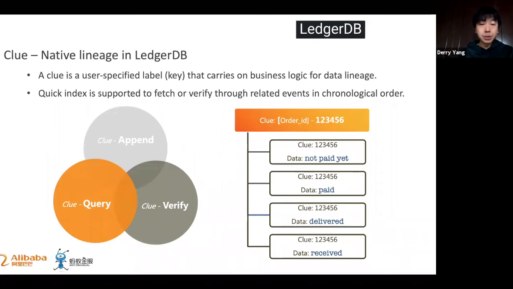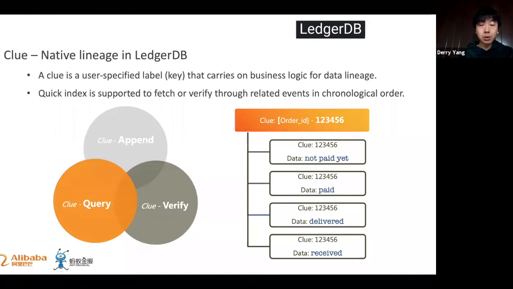Here is a merchandise order example of clue usage. Order 1, 2, 3, 4, 5, 6 is the specified clue ID. When the customer places the order, a journal representing not paid is inserted on the ledger. After the customer pays, another journal for this information is recorded. The same thing happens when the merchandise is delivered and received. We can see all the corresponding journals for this order can be traced using clue.